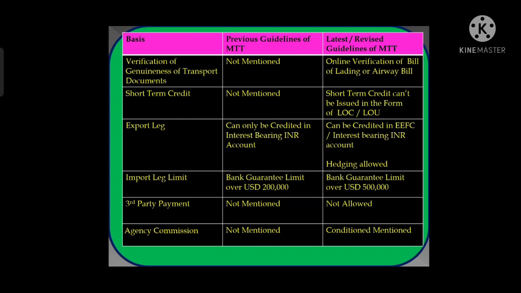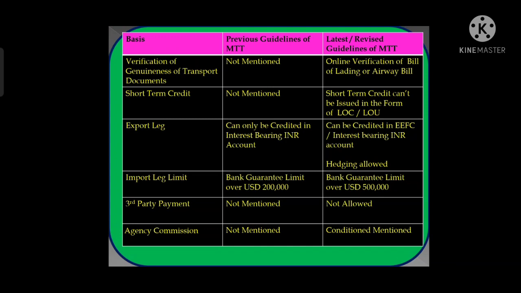So now the intermediary can make an advance payment against the import leg for up to USD 5 lakh without any bank guarantee or standby LC. Third party payment: in the previous guideline there was no wording about third party payment, but in the revised guideline it is not allowed to make any third party payment under merchanting trade transactions, neither in the import leg nor in the export leg.